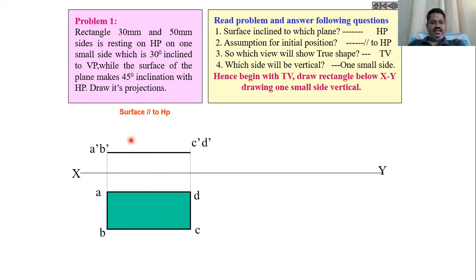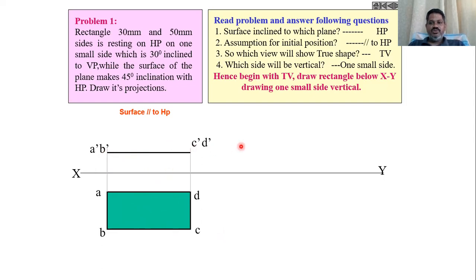This is what I initially assumed: that the plane is parallel to HP. When the plane is parallel to HP, I have drawn the top view as the true shape. Then the front view is a straight line. It's a horizontal line, which is on the vertical plane. And the true shape is on the horizontal plane, so it is coming below the XY line.